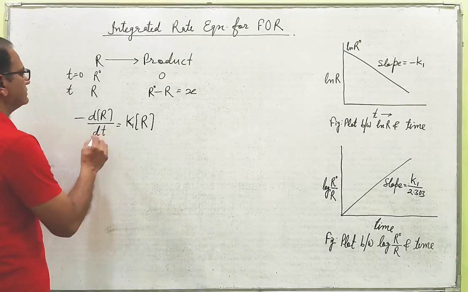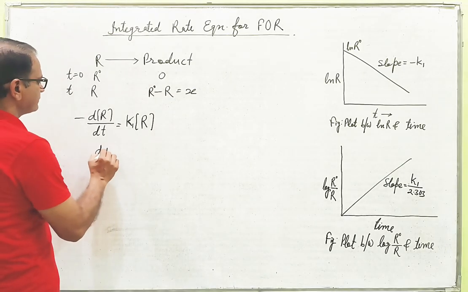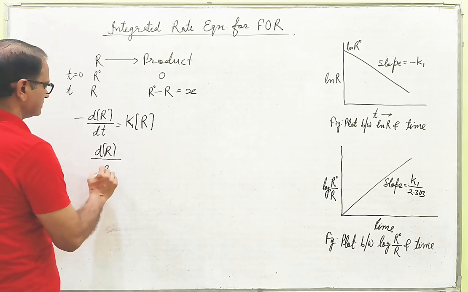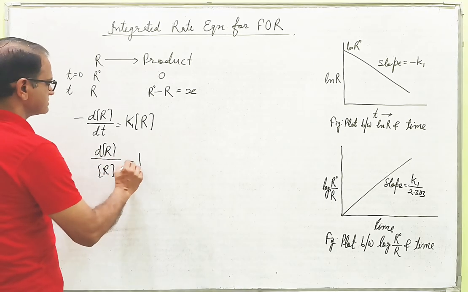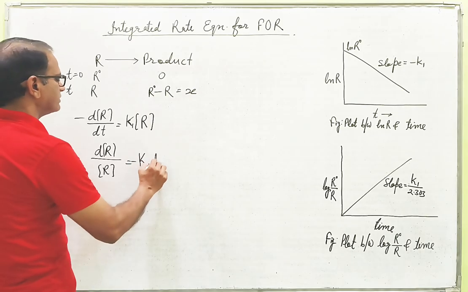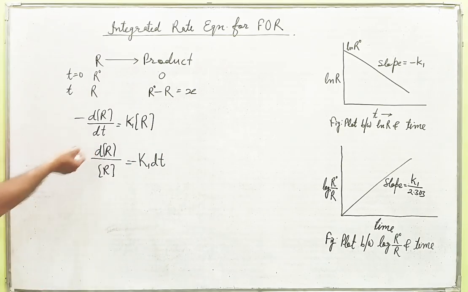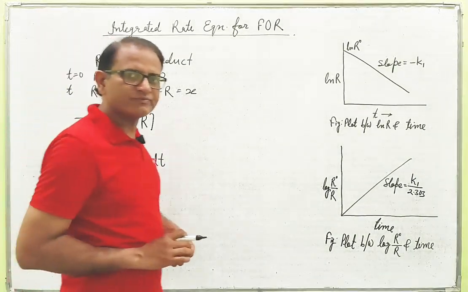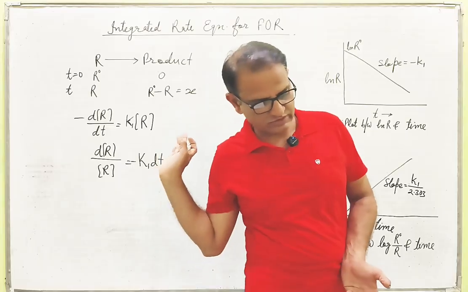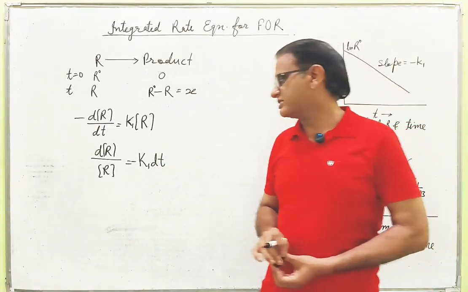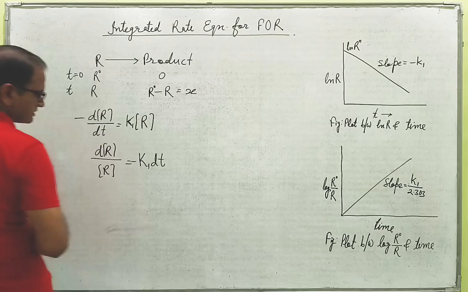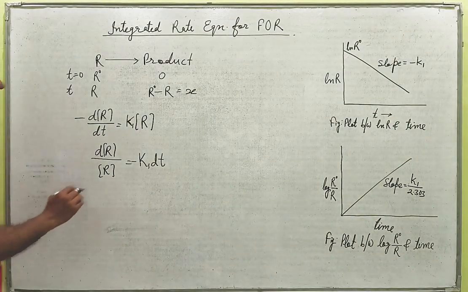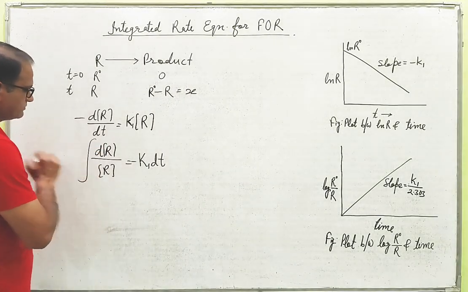We may rearrange it like dR upon R is equal to minus k1 dt. Okay, dR upon R is equal to minus k1 dt. So this also we can say is the differential rate equation for first order reaction. Now integrating this equation, so if we integrate this equation, then what will happen?